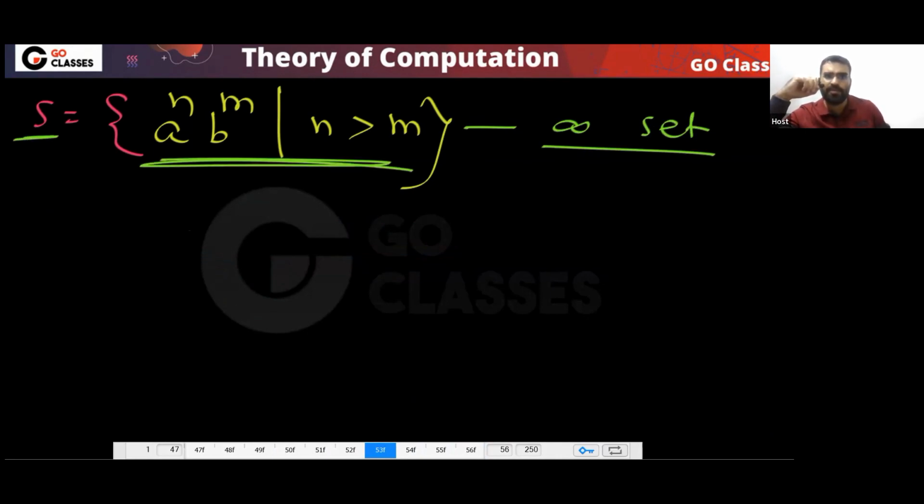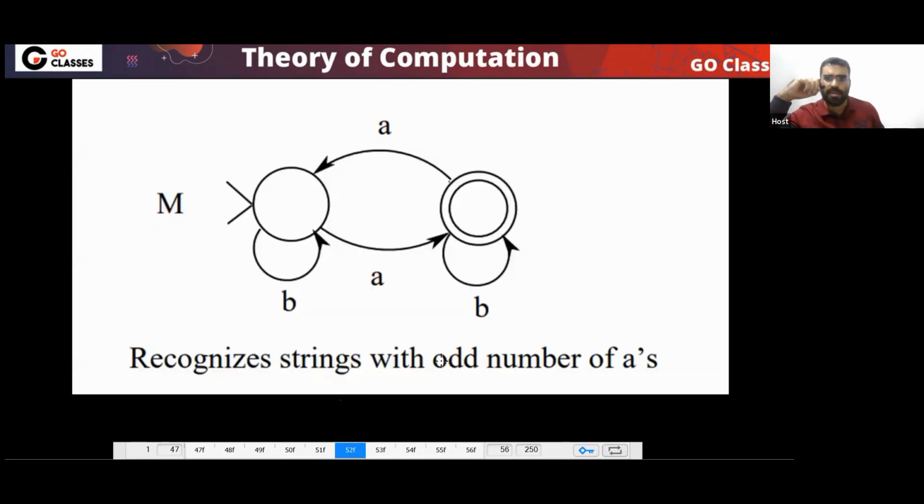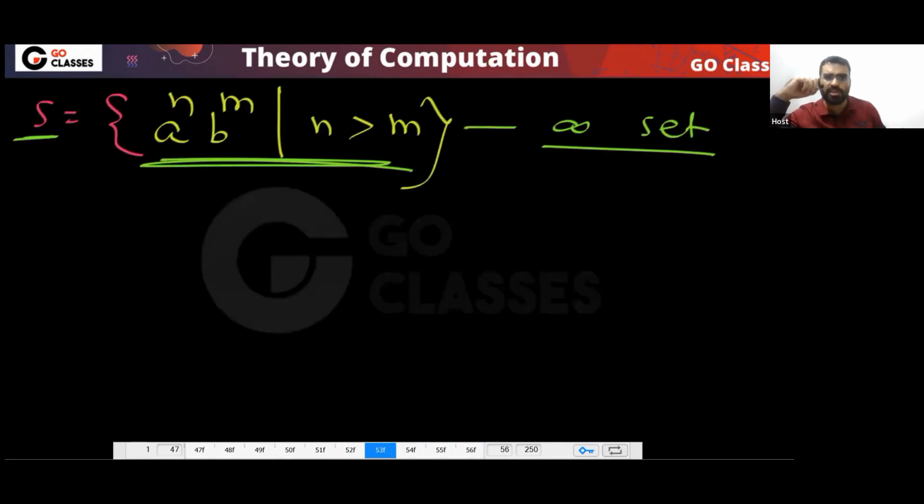This is your set. I am giving you a set of strings. Now, which two strings will go to same state? This is your DFA with odd number of A's. So which two strings will go to same state? Give me two strings which will go to same state. You can guarantee that two strings are there which will go to same state.